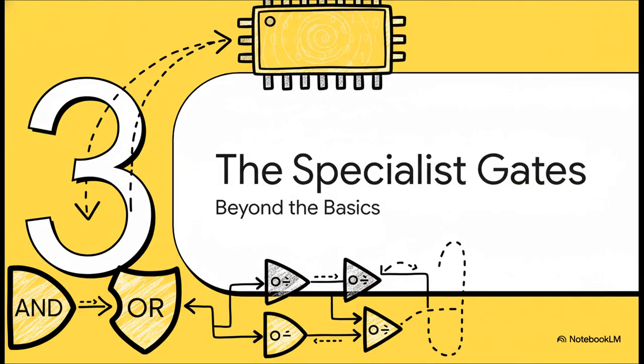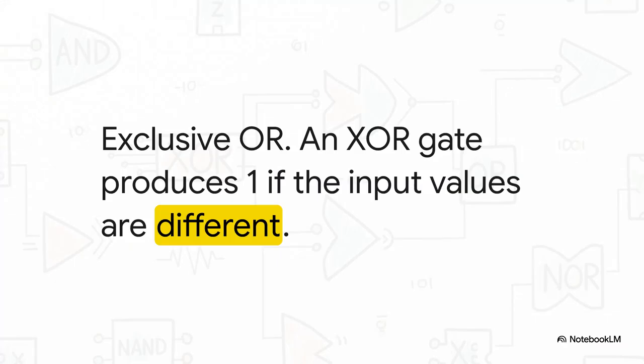Okay, so now that we've got our 3 basic decision makers down, let's see what happens when we start to tweak them a little bit. By combining or slightly changing these basic gates, we can create all sorts of new, more specialized rules. So, meet the XOR gate. XOR stands for exclusive OR. It's a lot like our friendly OR gate, but it has one very important exclusive condition. Think of it as the you can have cake or ice cream, but not both gate.